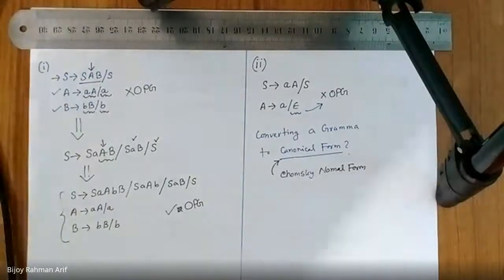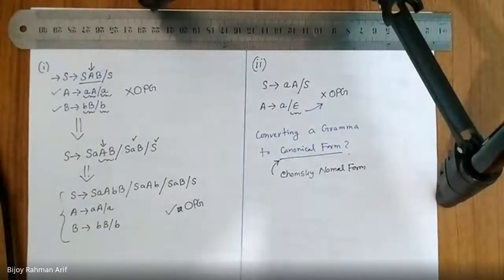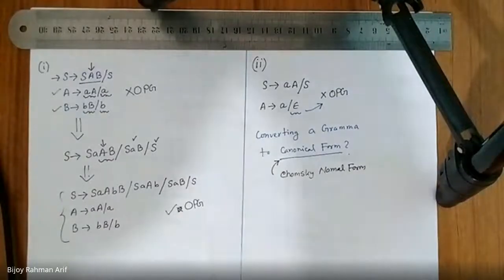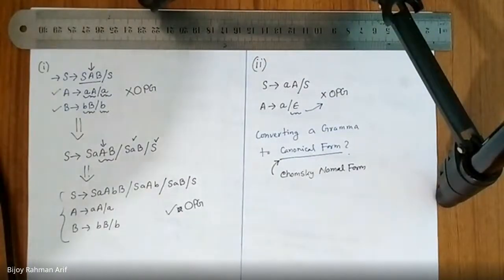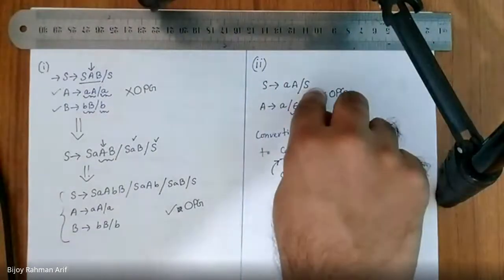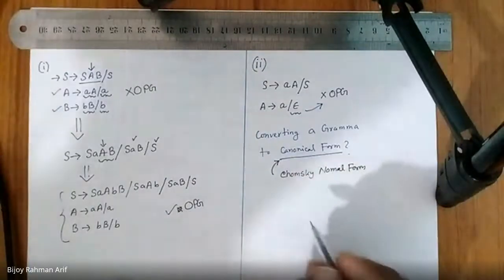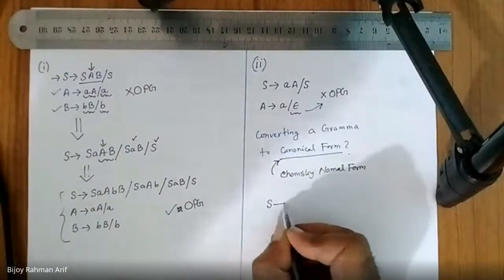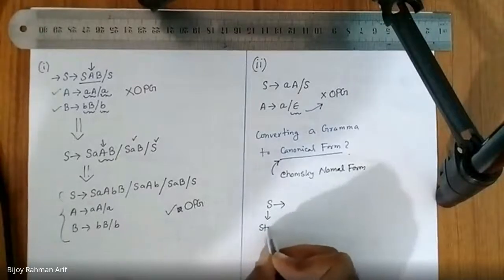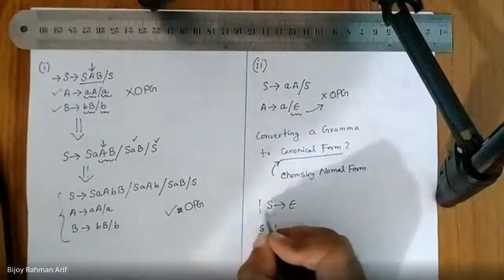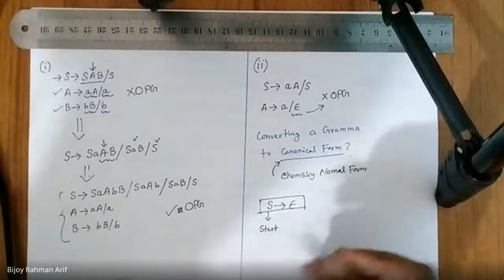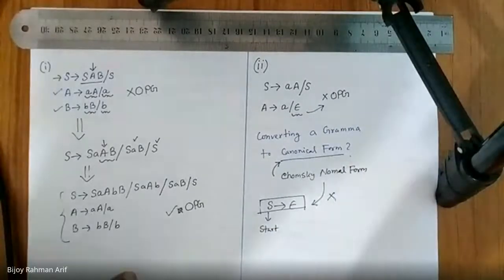Basically, Chomsky normal form is nothing but reducing, I should say not reducing, eliminating the epsilons from the grammar. That is the core part of Chomsky normal form. But you can eliminate all these epsilons, except if S, the start symbol, derives to nothing. If S can derive to epsilon, then you can never apply Chomsky normal form, because there will always be epsilon at the start symbol. Remember this one.